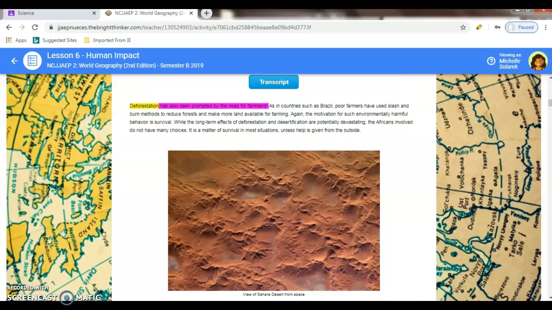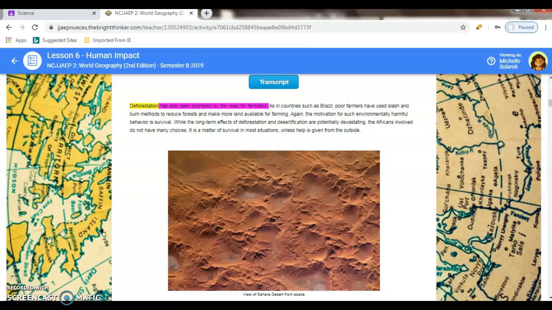But continuing on, deforestation has also been promoted by the need for farmlands. In countries such as Brazil, poor farmers have used slash and burn methods to reduce forests and make more land available for farming. And this is both environmentally harmful behavior and survival. And while the long-term effects of deforestation are potentially devastating, they don't have many choices.